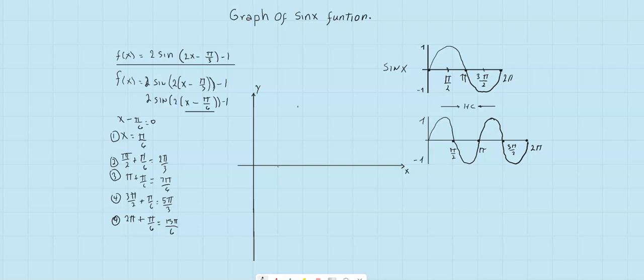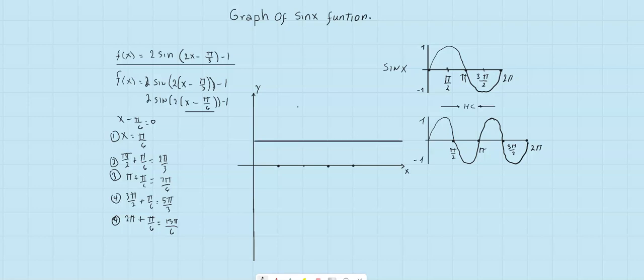So my first 0 is going to be here. My second 0 is going to be here. Third 0 is going to be here. I got 1, 2, 3, and 4. But remember, this one here is going to move pi over 6. But before I do that, I know that my amplitude is going to be 2, but then it's going to be shifted down 1. Let me write this line right here just for reference.